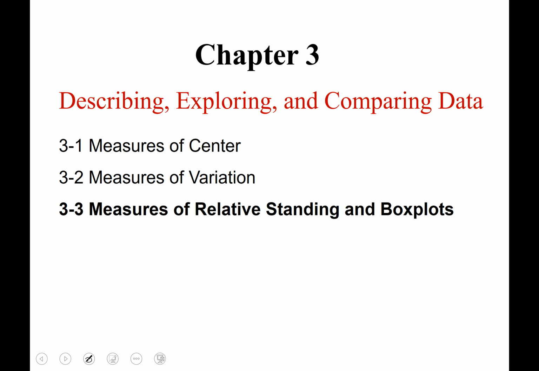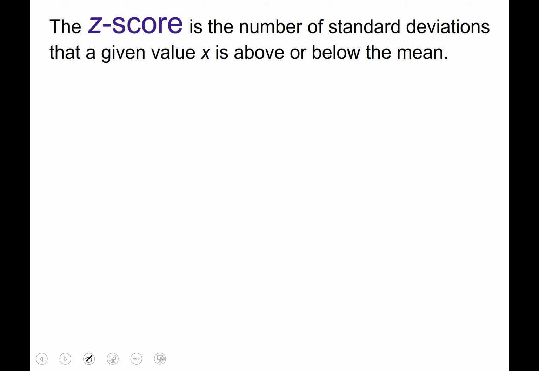Section 3.3, measures of relative standing and box plots. First thing I want to talk about is the z-score. The z-score is the number of standard deviations that a given value, x, is above or below the mean. So z-score, it's the number of standard deviations that a value is above or below the mean.